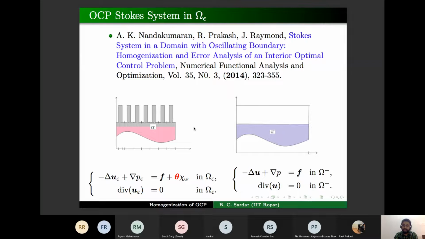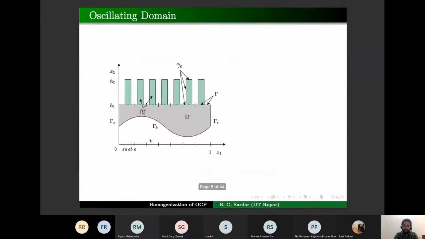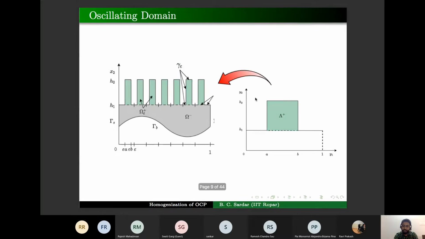Now we are going to consider the interior control problem on the oscillating part of the region, corresponding to the more general Stokes operator. We are interested in applying the control on the oscillating part of the region. First we take a theta defined in a reference domain, the reference cell lambda plus, where the height is fixed, h2 minus h1, and the breadth is b minus a.